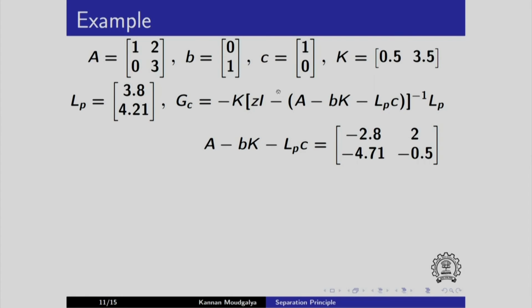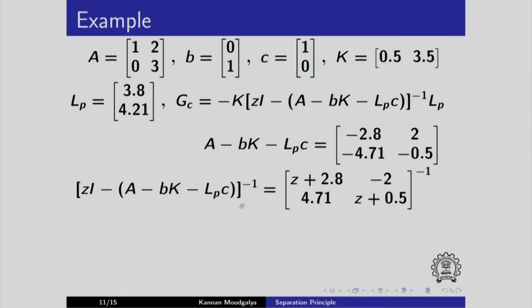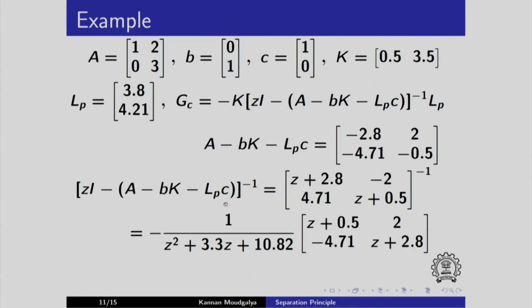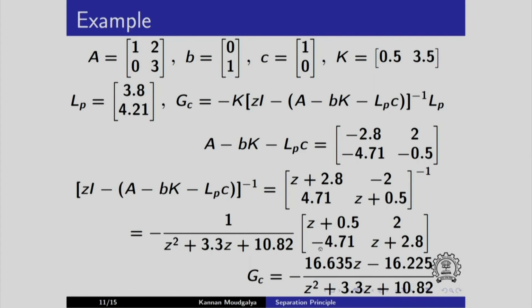Then we substitute it here and calculate GC. For that we find the inverse first, and then it is seen to be this. So the value for GC can easily be calculated to be this term given here. I would want you to go through this, calculate every step, and ensure that you get this last term.